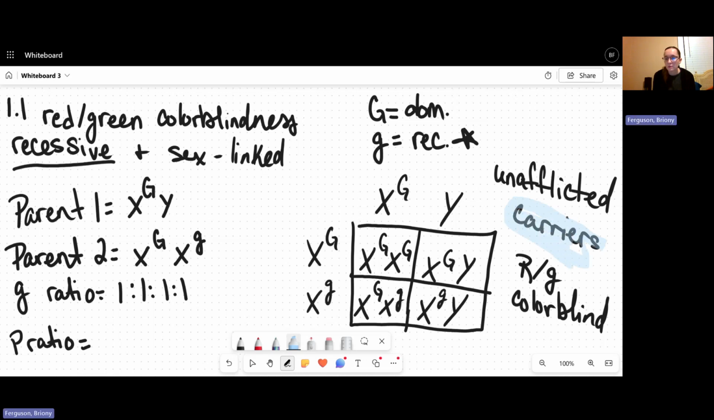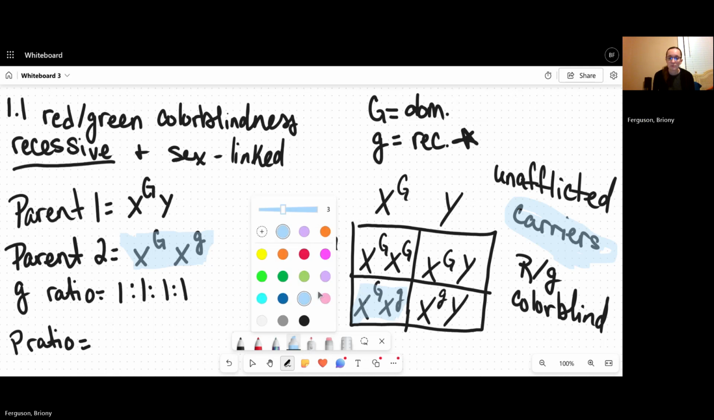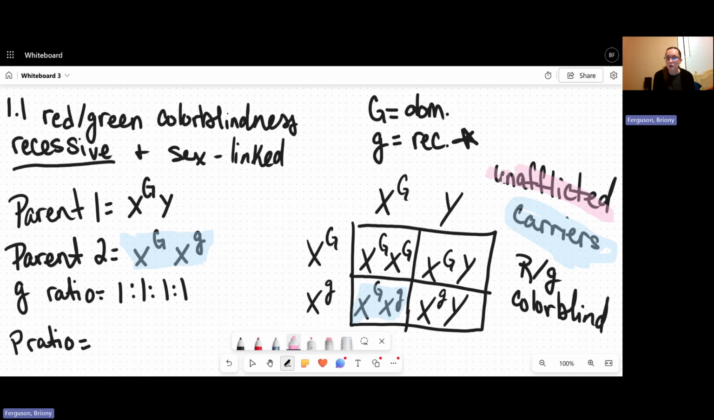Our carriers are probably going to be one of the easiest to pick out, because we only have one offspring that is a carrier, and it's got the exact same genotype as our carrier mother. We're also going to look for our unafflicted offspring, and that's going to be these top two, because there is no recessive allele for the trait anywhere, so they can't end up inheriting that trait because it's not present in their genotype.